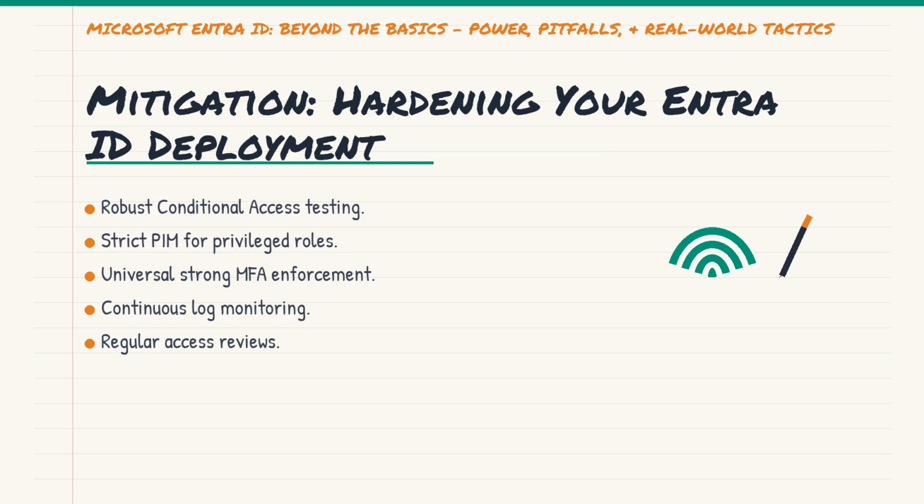Keep your Entra ID Connect synchronization healthy and monitored. And critically, get your licensing right and understand what features you are actually using. Regular access reviews, both of users and administrative roles, are non-negotiable. Think of it as a continuous process, not a one-time setup.